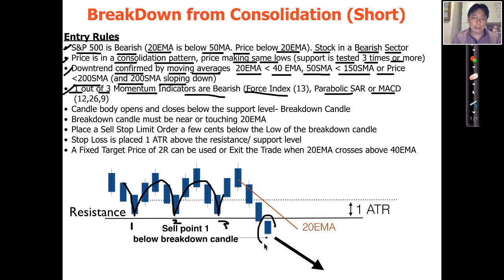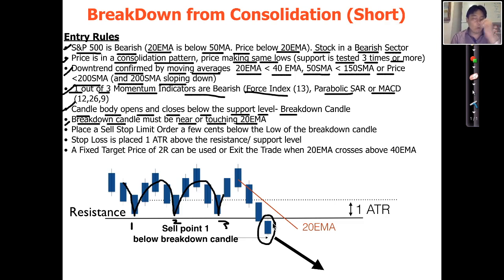And we've got this breakout candle. So again, how do you define a breakout candle? It's the candle where the entire body opens and closes below the support level. So you can see the whole body of the candle outside of the support level. Similarly, ensure that the breakout candle is near or touching the 20 moving average, 20 EMA. Because again, if it's too far from the 20, it will tend to snap back because it's overextended. Always ensure it is near the 20.